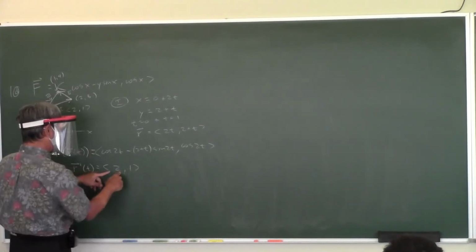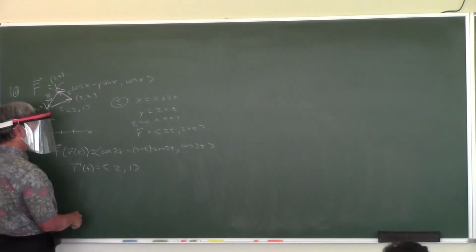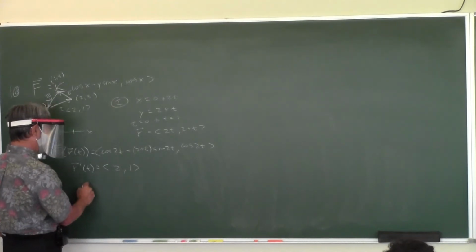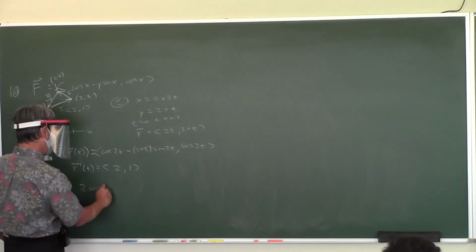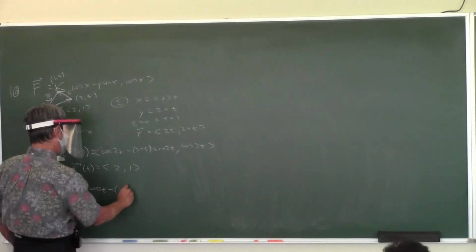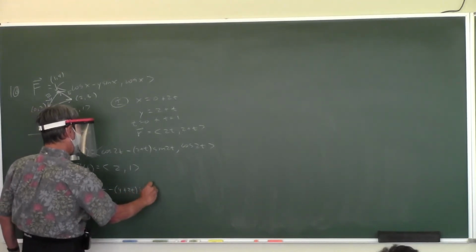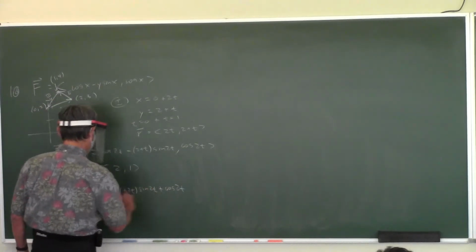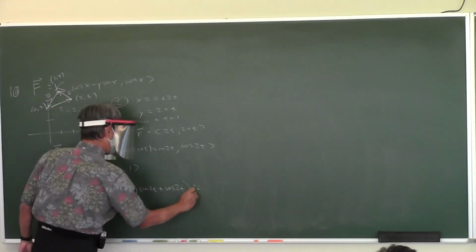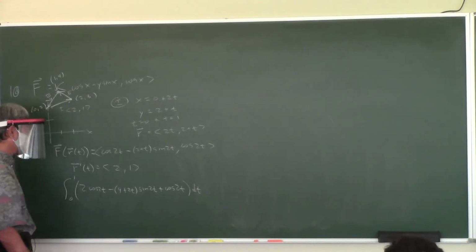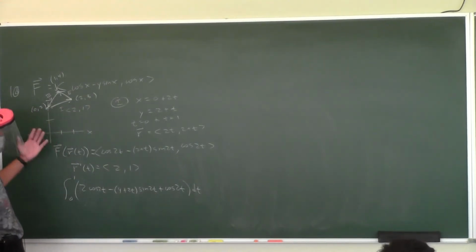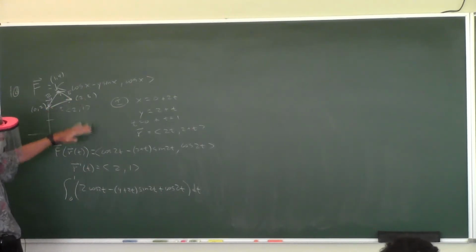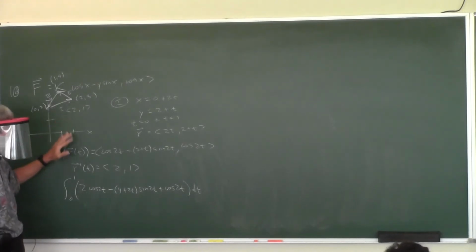So this times 2. You want to distribute the 2 already, or just put 2 times that? Distribute. Okay, so 2 cosine 2t minus 4 plus 2t sine 2t plus 1 times this plus cosine 2t. Now you have to integrate that from 0 to 1, and that will give you the work done from here to here with that force field. So that's just path 1, okay?